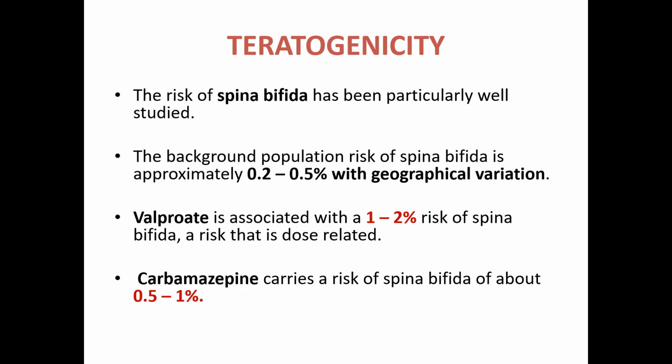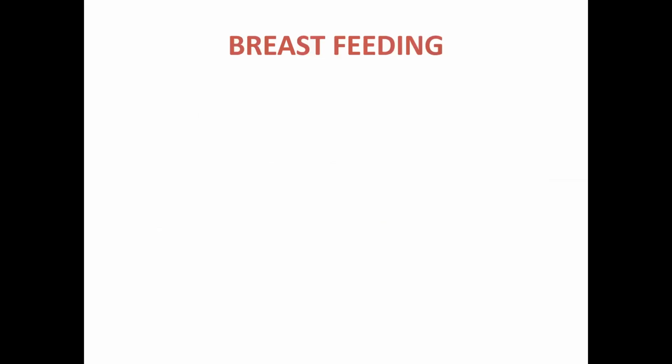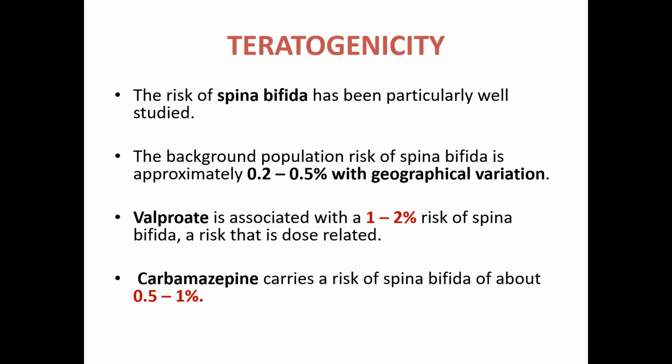So spina bifida in the normal population is around 0.5 to 2.2%. In valproate, up to 2%. In carbamazepine, 0.5 to 1%. These are the malformations, spinal cord or any developmental malformation after anti-epileptic use.